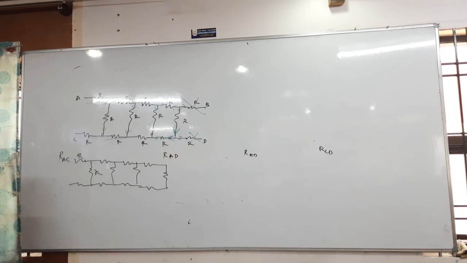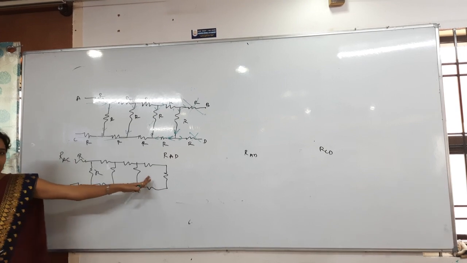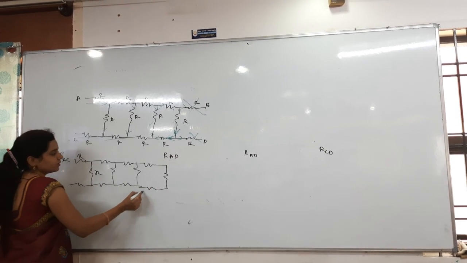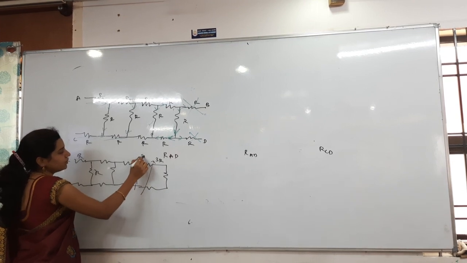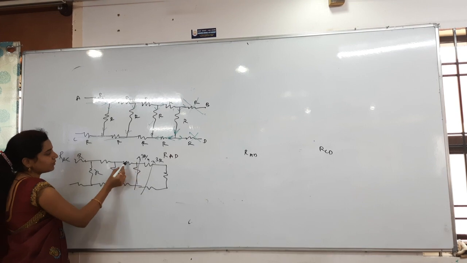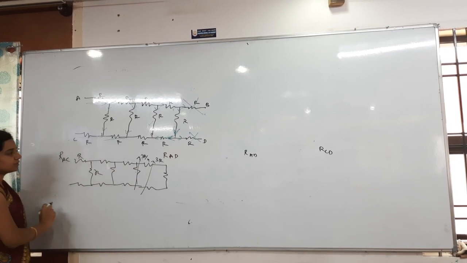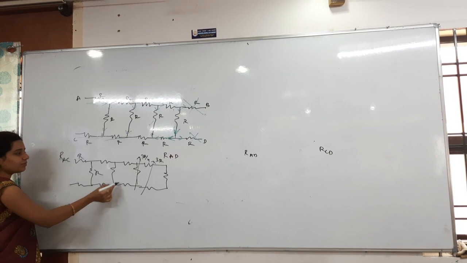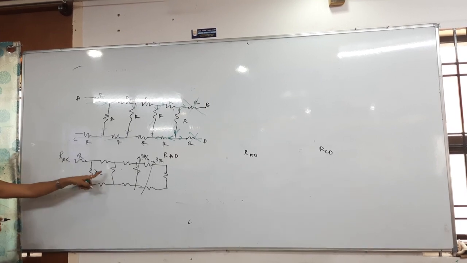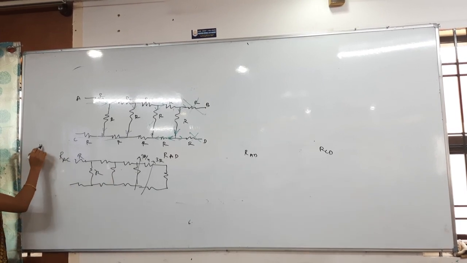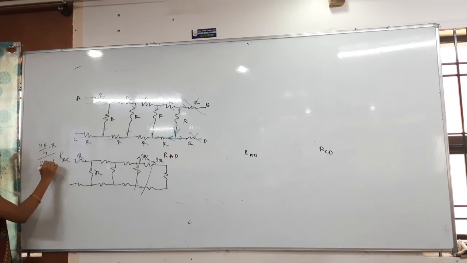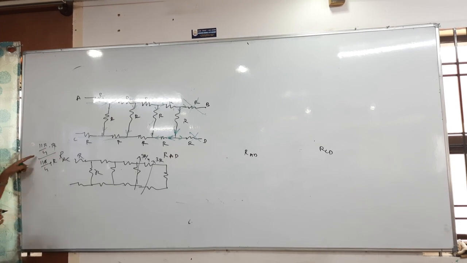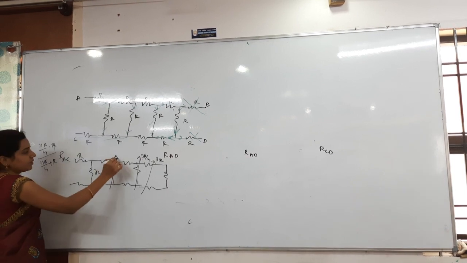How much? 3R by 4 from here. Yes, sir. So this is 3R by 4 till here, and then 3R by 4 plus 2R. That will be how much? 11R by 4. And then R is in parallel combination: 11R by 4 into R, divided by 11R by 4 plus R. Then R gets cancelled here. What will we get here? 11 by 15R. Correct? Till here 11 by 15R will be there.